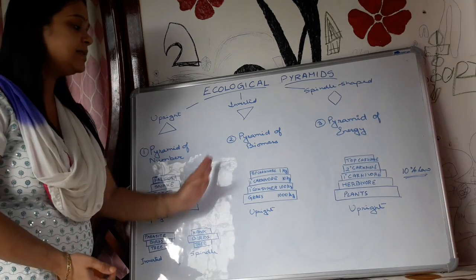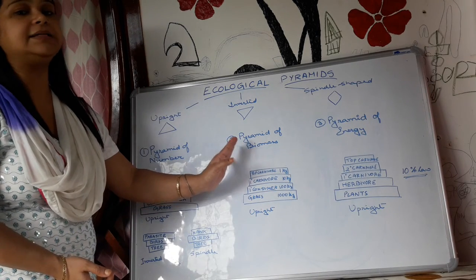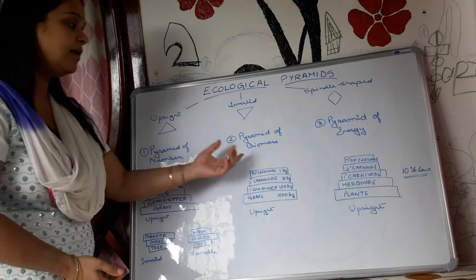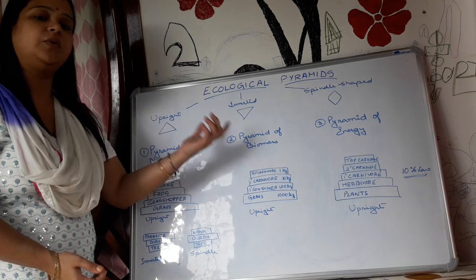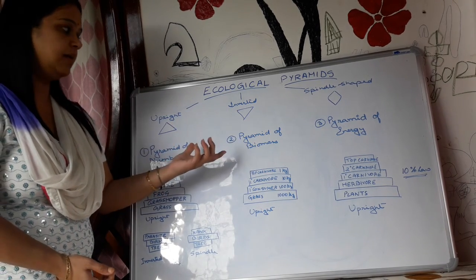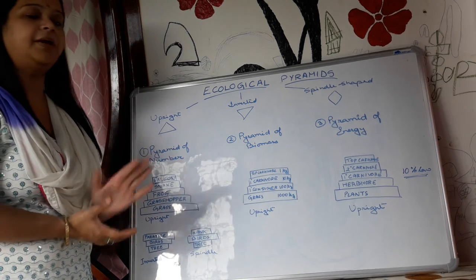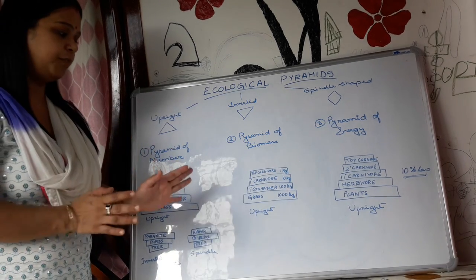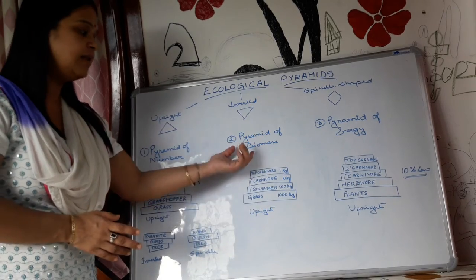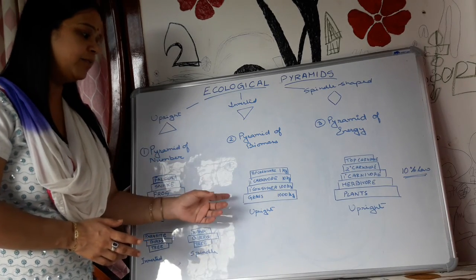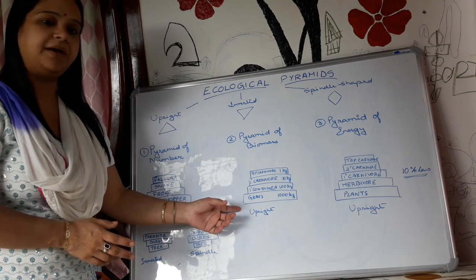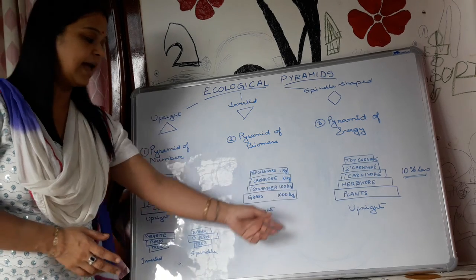Okay, so next we come to the second part, that is the pyramid of biomass. Now biomass means the total amount of dry weight or fresh weight of a particular organism in a particular area, the total population of a particular area. According to that biomass, if we consider a pyramid, then we will get an upright pyramid.